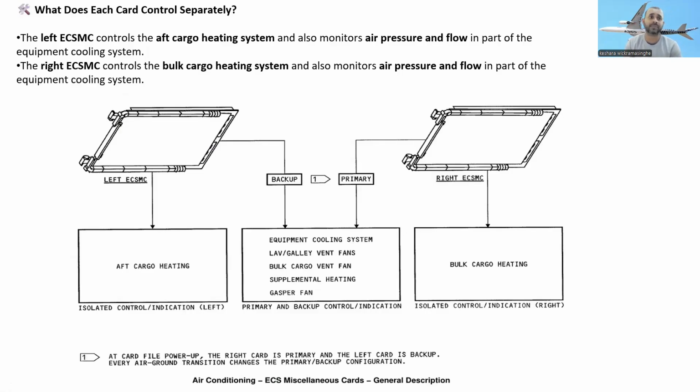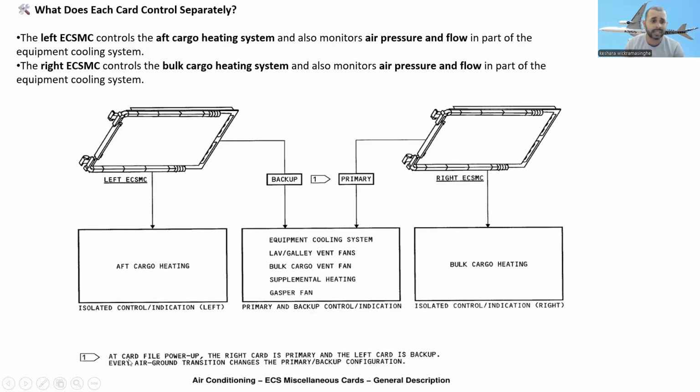So you can see the left ECMC and the right ECMC, one primary and one backup. They monitor the aft cargo heating, and both control the equipment cooling system, lavatory and galley vent fans, bulk cargo vent fans, supplemental heating, and Gasper fans. So the bulk cargo system has isolated control indication. You can see the primary and backup control indications, and this one, isolated control indications.